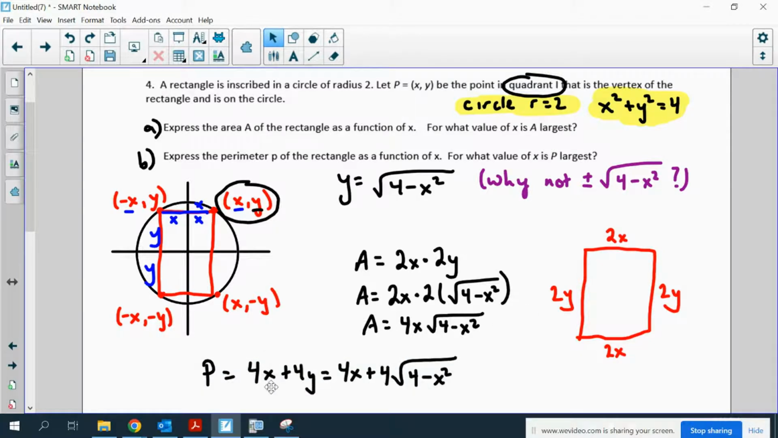Likewise, I would do the same thing for perimeter. I add up all the sides, and then I replace the y with the square root of 4 minus x squared. So I now have expressions in terms of x. Now I need to find what value of x makes the area and perimeter the largest.